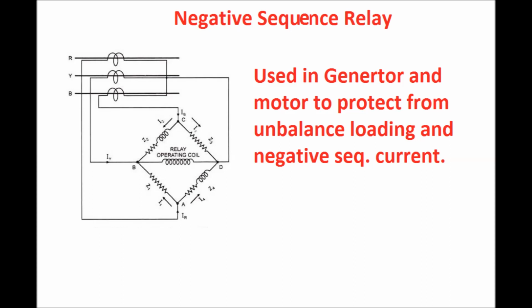So the negative sequence relay is used in generators and motors to protect against unbalanced loading. Due to the flow of unbalanced current, negative sequence current will be generated, and due to the flow of negative sequence current, there will be overheating in the generator and motor. In order to protect the generator and motor from overheating due to negative sequence current, the negative sequence relay is used.